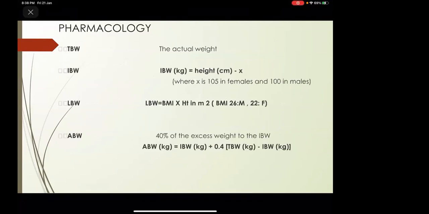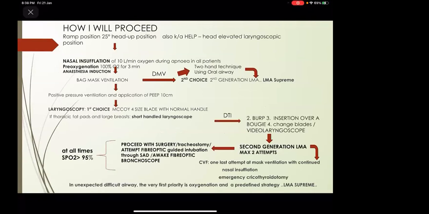Now, in an obese patient, total body weight correlates with the actual weight. Lean body weight is calculated using different formulae, and this is a very commonly used formula, found in a study published in BJA. It is BMI into height in meter square, where BMI is taken as 26 in males and 22 in females. So this is the lean body weight of the patient.